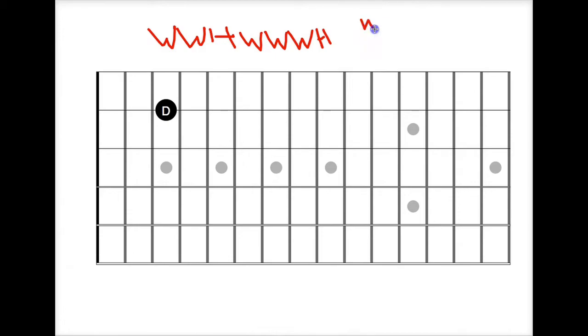And you remember that a whole step is 2 frets. That's a 2, not a Z. I know it looks like a Z. And a half step is only 1 fret distance on the guitar. So let's plot this out.